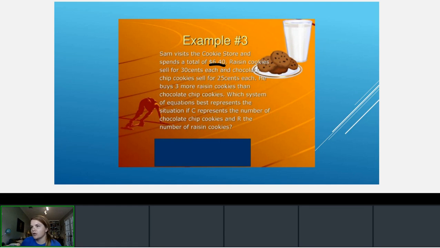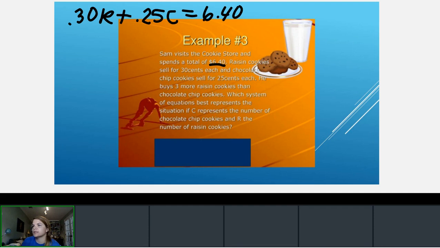Okay, so first we're going to write out the first relationship. So he spends a total of $6.40. How do we know how much things cost? Well, it was 30 cents for a raisin cookie. So 0.30, that's 30 cents for a raisin, plus 25 cents, so a quarter for chocolate chips, C. And that's going to equal $6.40.